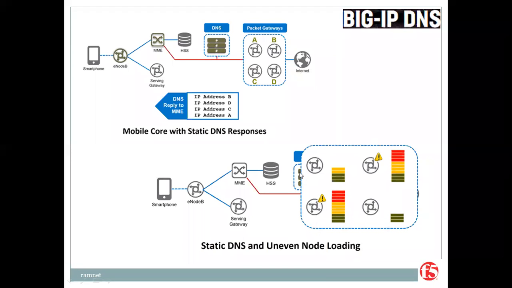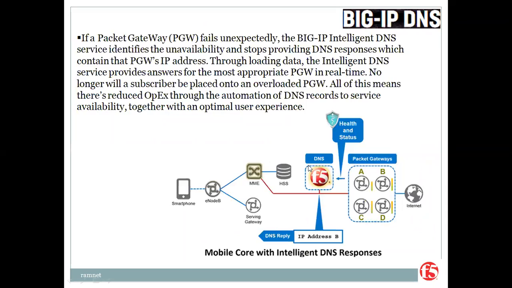So to resolve all these load balancing problems, we can deploy F5. By seeing the traffic pattern on these four servers A, B, C, D, it finds out that B has the least load, something like that, and gives a DNS reply with that. So this is how, if a packet gateway fails unexpectedly, the BIG-IP Intelligent DNS service identifies the unavailability and stops providing DNS responses which contain that PGW IP address. Through load data, the Intelligent DNS service provides answers to the most appropriate PGW in real time.